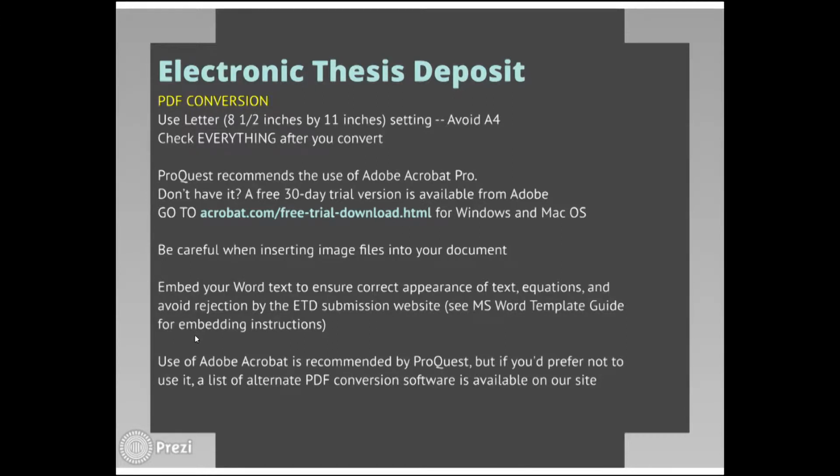ProQuest Information and Learning, your nominal publisher, does recommend the use of Adobe Acrobat Pro. But if you don't have it available either on a campus machine or on your personal machine, you can find a free 30-day trial version on the Adobe website, and the link to that is shown on the screen.